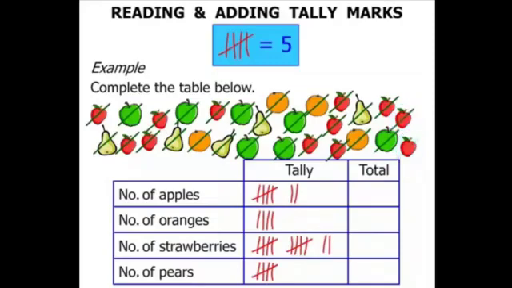Terrific. So now we've completed the tally column. We now total them up. So the number of apples, there was a 5 and a 2, that's 7. Number of oranges, simply 4. Number of strawberries, well, what have we got? We've got 2 5s, that's 10, and 2 more makes 12. And finally, the number of pears, simply 5. Excellent. Well, that concludes the lesson.